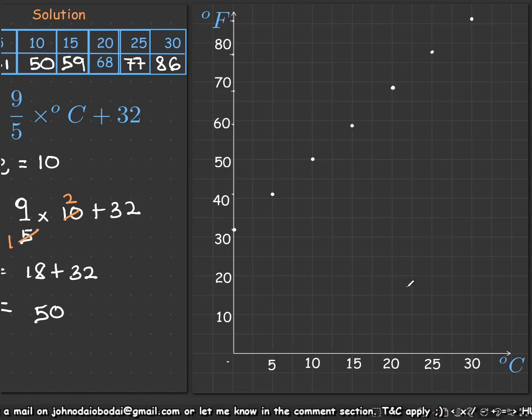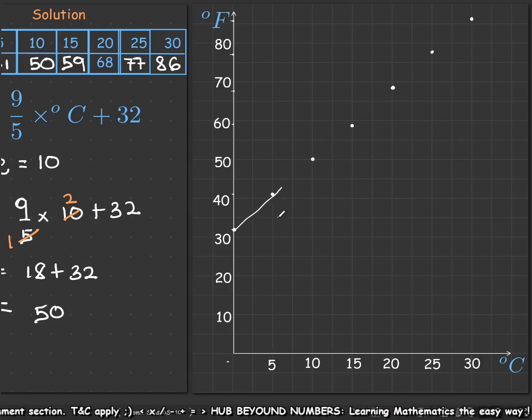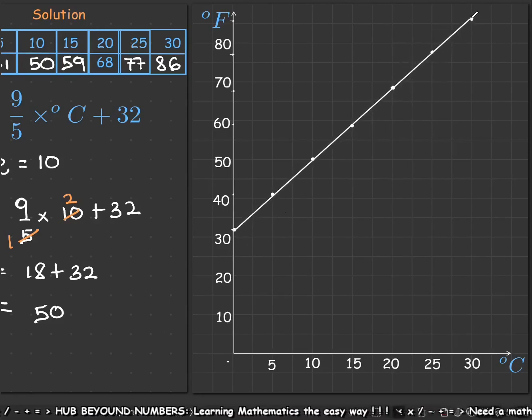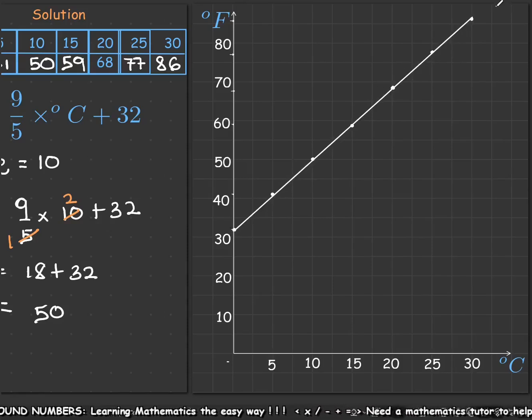And how do you draw the straight line? You take your ruler, then you place it such that it aligns all these points. Then starting from this initial point, you draw your straight line. So I am just using this tool here to draw my straight line. And as you can see, it passes through all the points, you see. And with that, you are done with the first aspect, which is the graph.